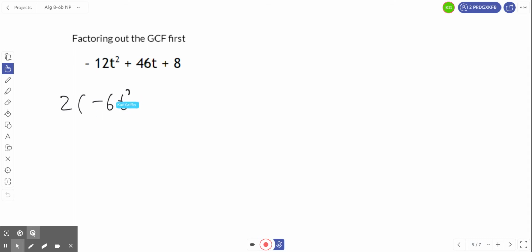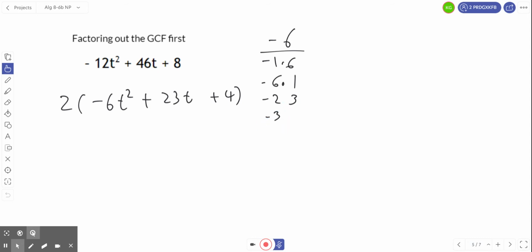So negative 6t squared plus 23t plus 4. And then I'll work on factoring that. My factors for negative 6 are going to be negative 1 and 6, negative 6 and 1, negative 2 and 3, negative 3 and 2. And then my factors for 4 are going to be 1 and 4, or 2 and 2.